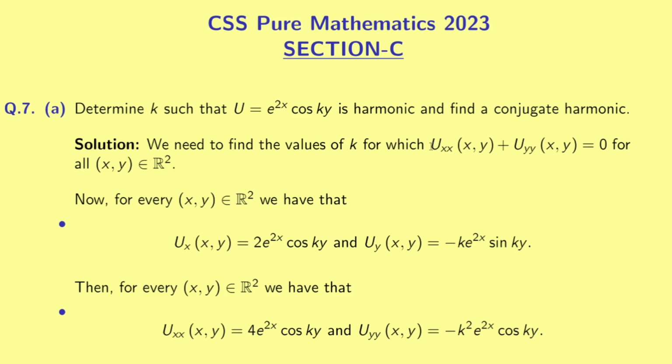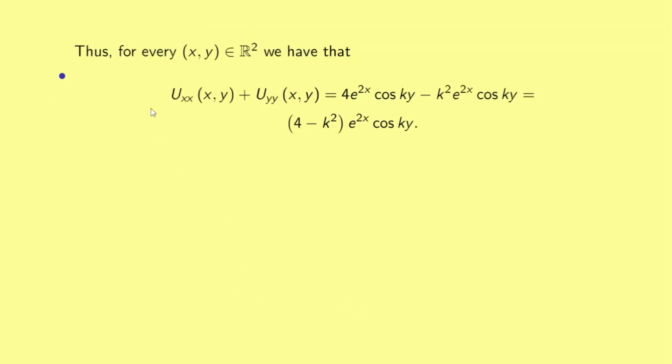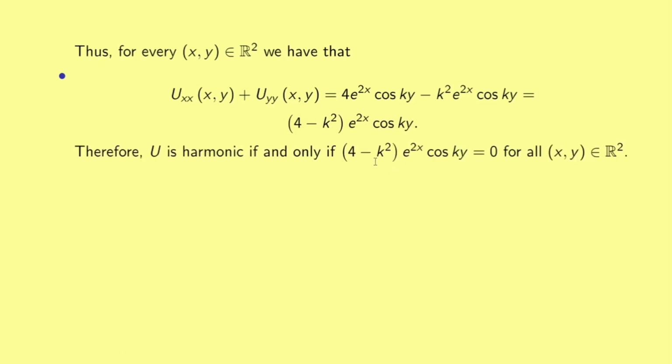Now since we want this expression, we need to add up these two expressions. So we have that uxx plus uyy equals this expression, which we can rewrite as 4 minus k squared times e to the power 2x times cosine ky. And since we want u to be harmonic, we need this expression to equal 0 for all x and y. So if we want u to be harmonic, this equation must be satisfied for all x and y.